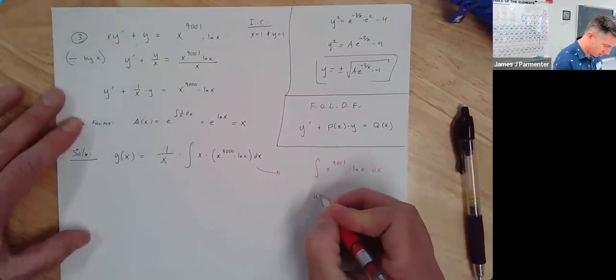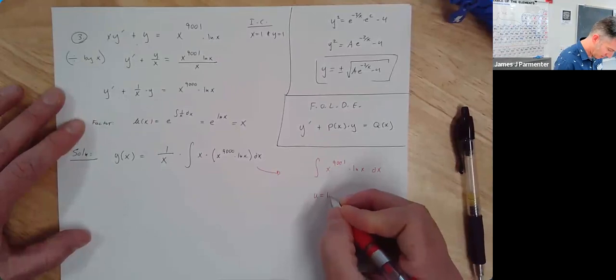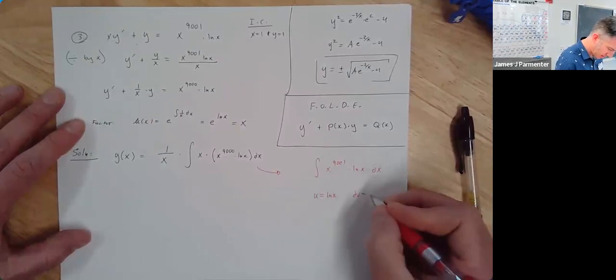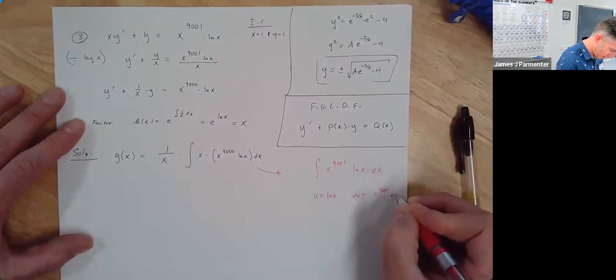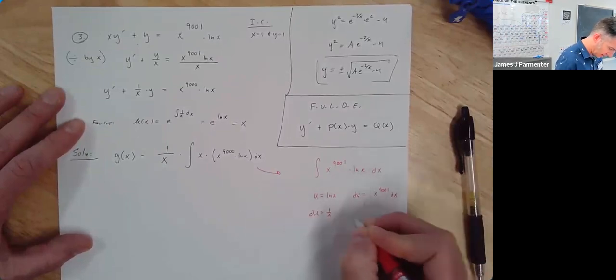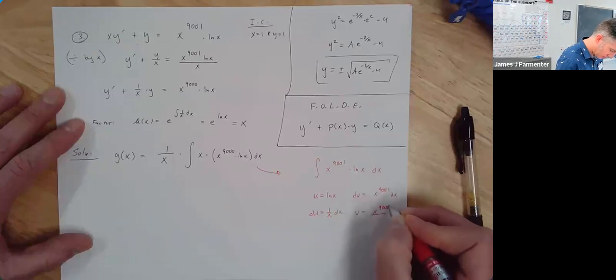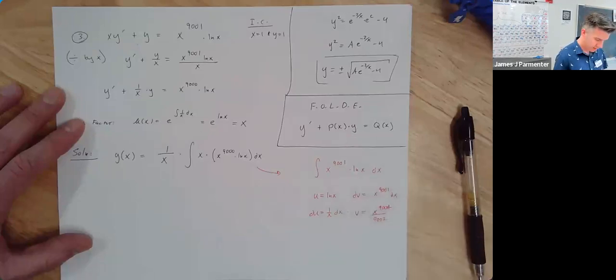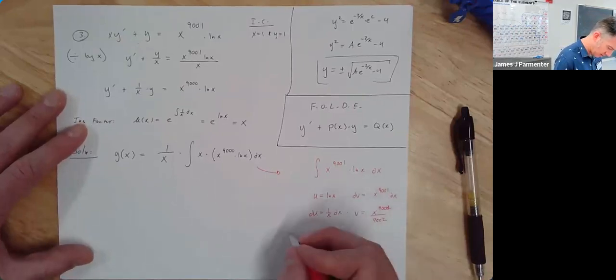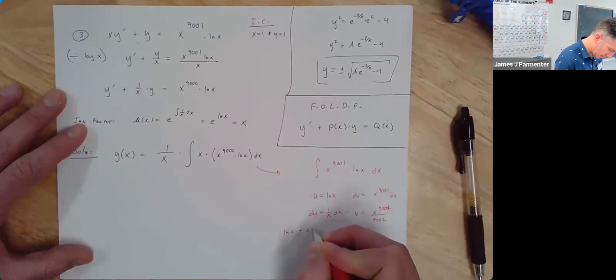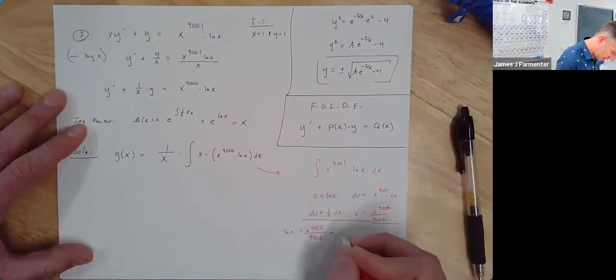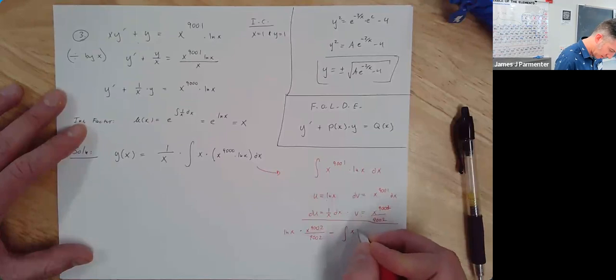So we're going to let u equal the natural log of x. And dv gets to be the rest, which is x to the 9001 times dx. My du is 1 over x dx. My v is x to the 9002 divided by 9002. And so then my integral is going to be u times v, the natural log of x times x to the 9002 over 9002, minus the integral of v du. So that's x to the 9002 over 9002 times 1 over x dx.